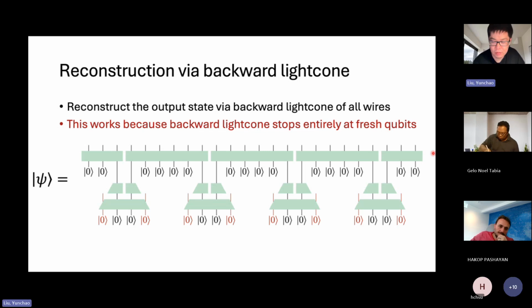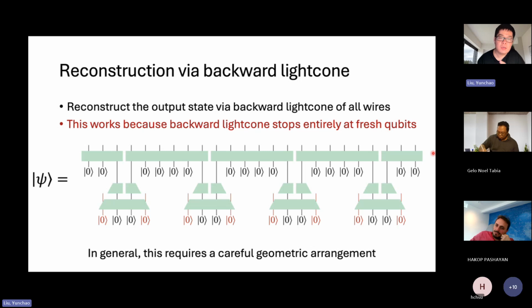Okay, so this looks a little bit magical. And as you can probably feel at this point, the fundamental reason that this works is because there is a sort of careful geometric arrangement that allows us to completely stop the spreading of the backward light cone using fresh qubits. And this geometric arrangement is what makes this reconstruction successful.